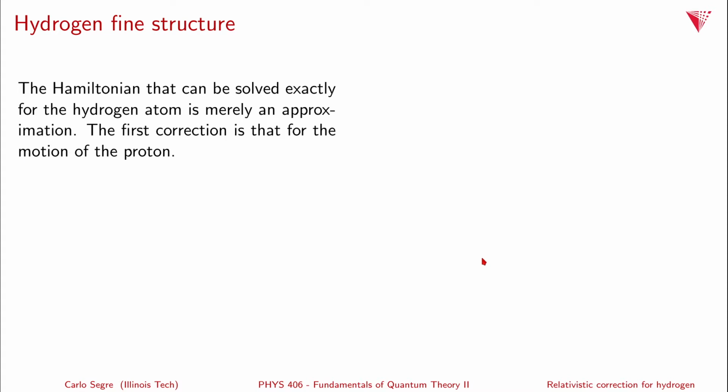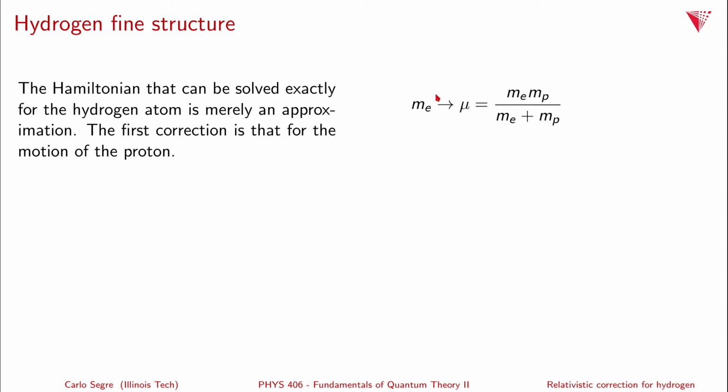So, the fine structure of hydrogen is a correction to the exact solution that we gave before. The Hamiltonian that we solved exactly for the hydrogen atom was just an approximation. The first order correction is that you have to have motion for the proton added in, because we assumed that the proton was fixed in space, and in fact that's not a correct assumption, because the proton is not infinitely more massive than the electron.